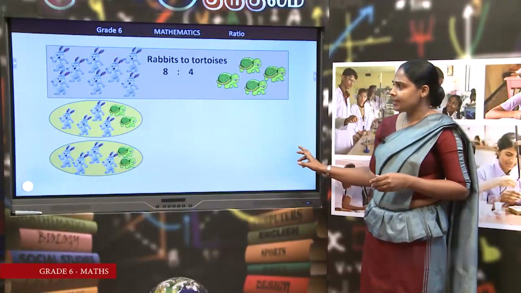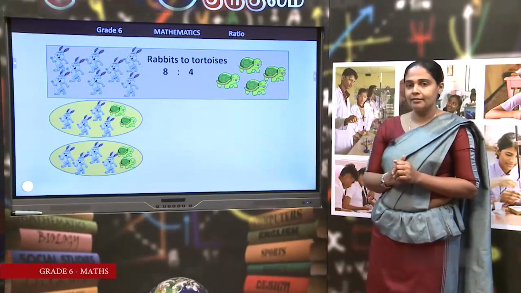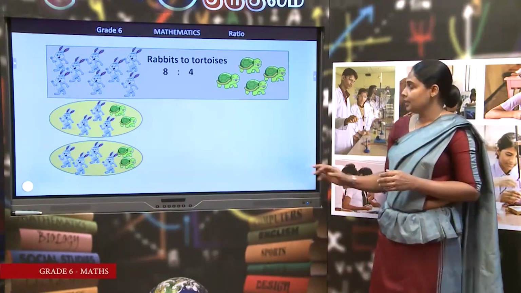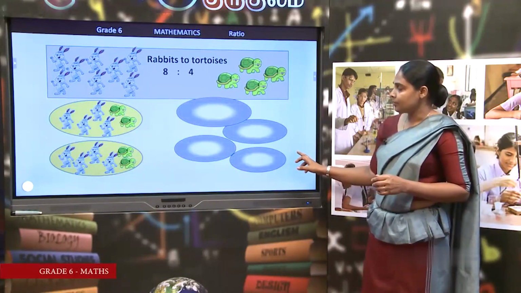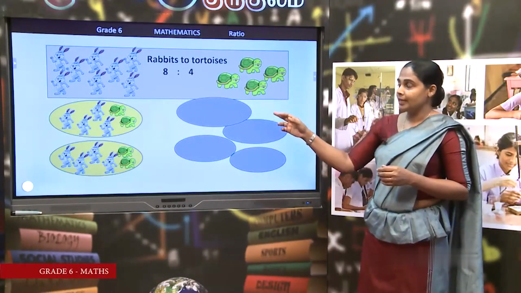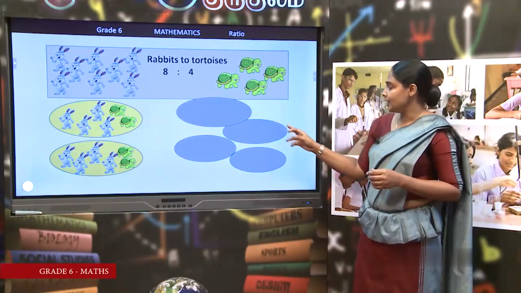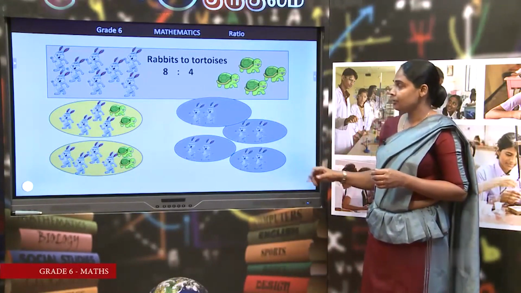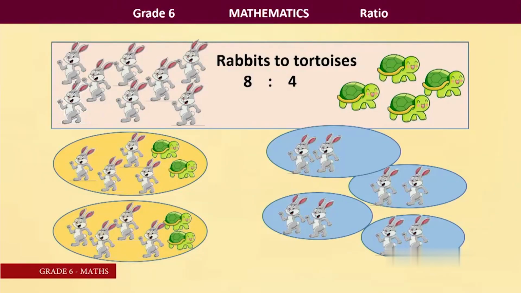Then let's divide them. I think we can divide them into 4 groups. Then these are the 4 groups. Now the rabbits, there are 8 rabbits. Then in each group there should be 2 rabbits. Now count them, all are 8. In each group there is an equal number of rabbits. Now the tortoises, we can divide 1 per group.